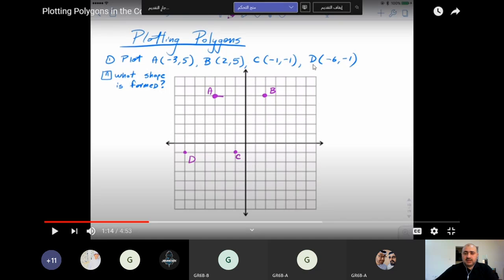And the point D, -6, -1. -6 in x-axis means go to the left. Go to the left 6 units. 1, 2, 3, 4, 5, 6. And -1 here. -1 means go down in y-axis. This is -1. So -1 from here, this is the point D.